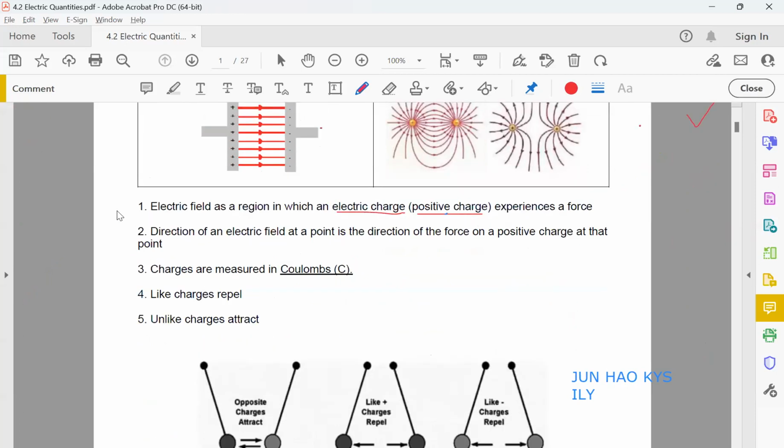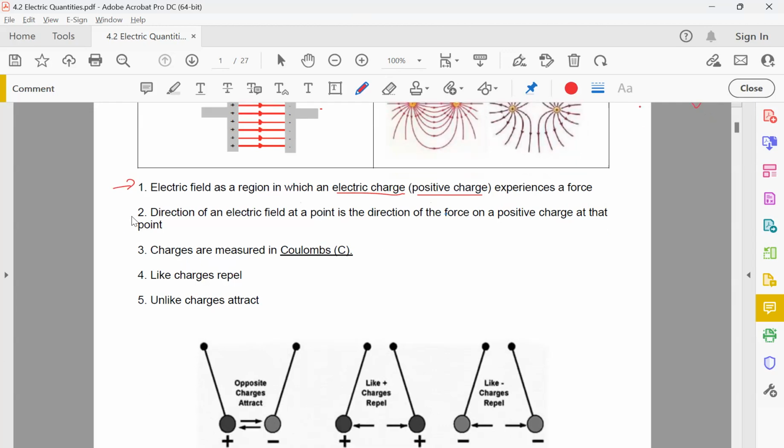Okay, so this is your explanation. In your exam, they'll like to ask you to define what an electric field is, and you actually need to write this down, or you need to write it down in your own words. A region where a positive charge experiences a force, or something along these lines, guys, very, very important.